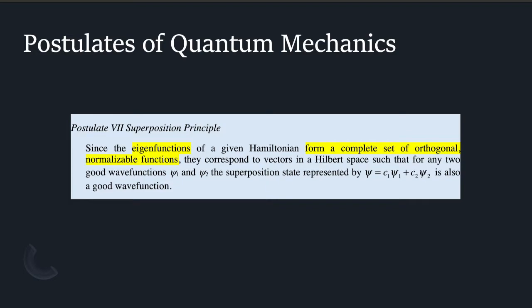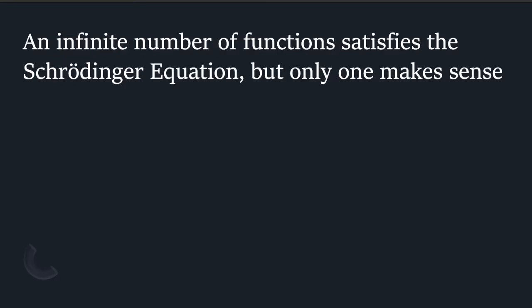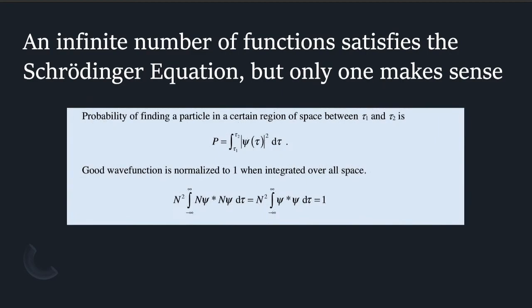Why is that important? What does it mean? Well, there are an infinite number of functions that satisfy the Schrödinger equation, but only one makes physical sense. How are we going to figure out which one that is? Let's remember that the probability of finding a particle in a certain region of space between the coordinates tau1 and tau2 is given by this integral over the absolute square of the wave function. So we need to integrate the absolute square from tau1 to tau2, and that will give us the probability of finding the particle in that region of space.